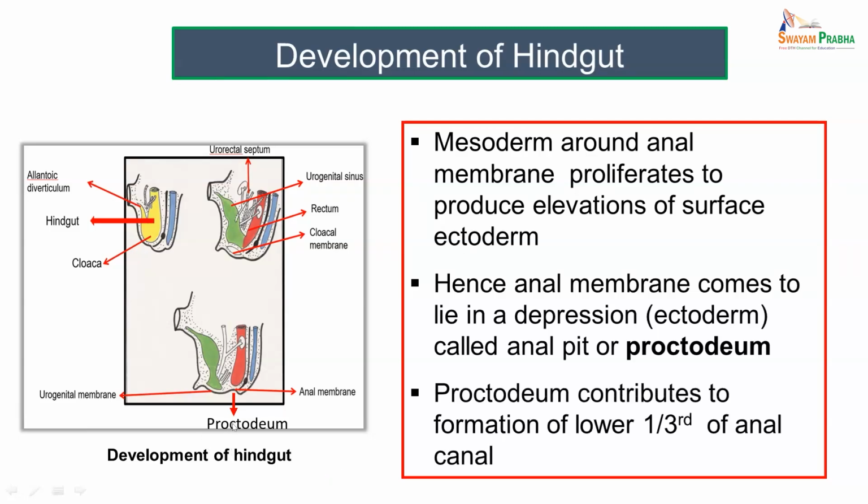The proctodeum contributes to the formation of lower one-third of anal canal. We have seen earlier that the upper two-thirds of anal canal is developed from the endoderm of the primitive rectum. The lower one-third of anal canal is developed from the ectoderm of the proctodeum.